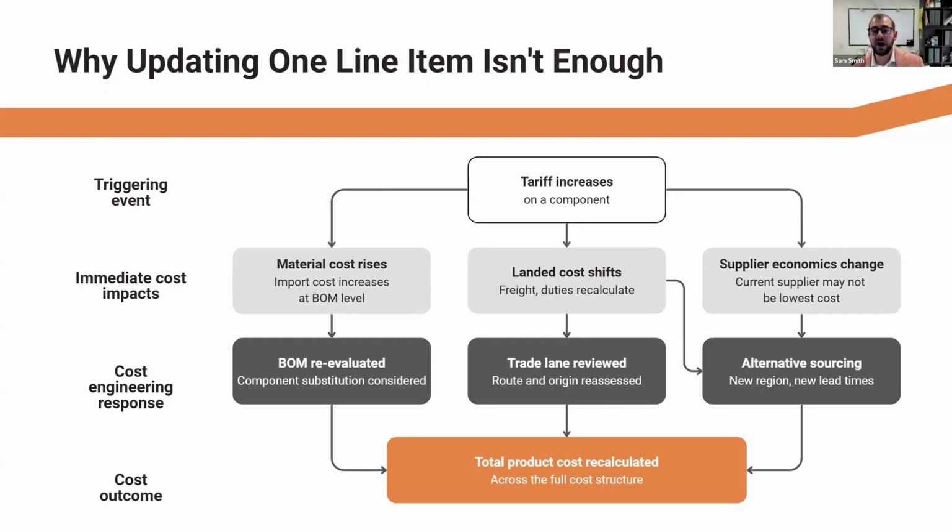The point isn't that it's impossible to manage. The point is that it has to be managed at the model level, not the line item level. A model that's designed with these dependencies built in will propagate a tariff change correctly and automatically. One that isn't will require someone to manually chase every downstream effect and hope that they didn't miss any along the way.